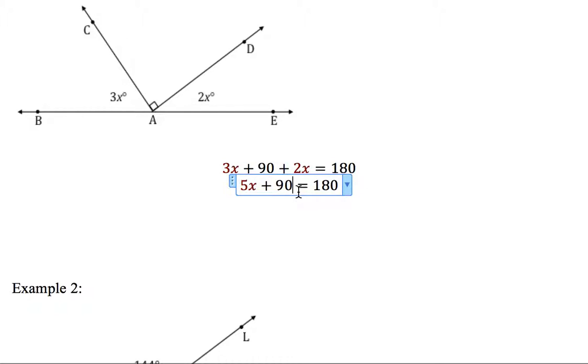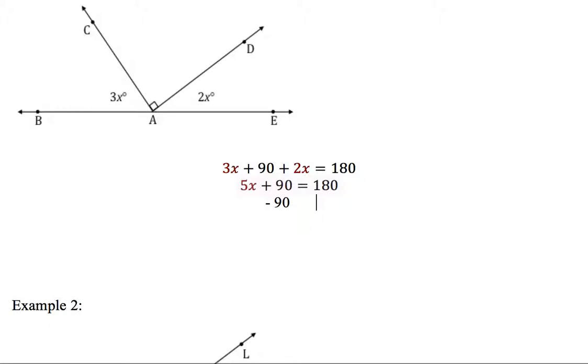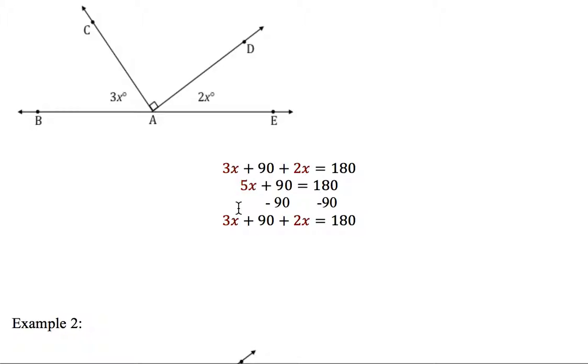So if I subtract 90 on the left, minus 90, minus 90, I get 5x equals 90, because 90 minus 90 is 0, and 180 minus 90 is 90.